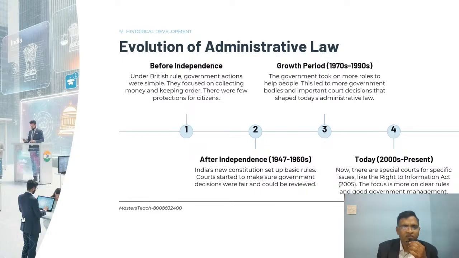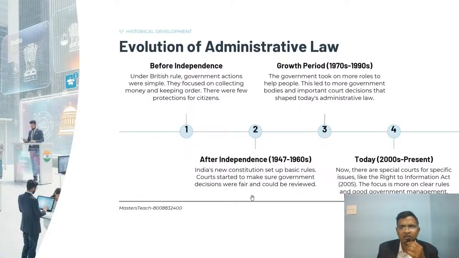Then after independence, in the initial stage, between 1947 to 1960, the Indian Constitution was a new setup, and they had basic rules. The Constitution says to make sure that government decisions are fair and can be reviewed. And in the growth period, that means 1970 to 1990, the government took on more roles to help people, and important court decisions shaped today's administrative law.